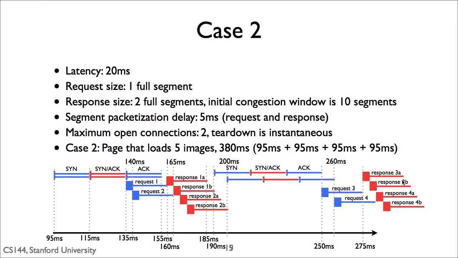So these three rounds take 95 milliseconds each. If we'd requested 6 images, then the final round would take 105 milliseconds. Look at this figure carefully until you understand what's going on.